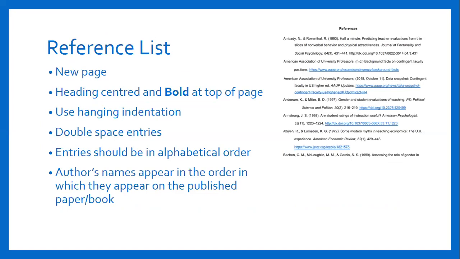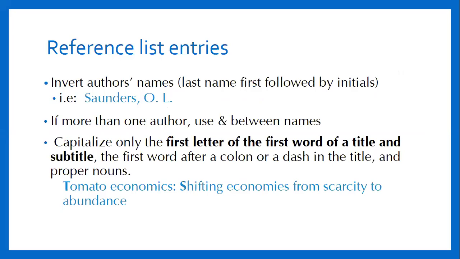Sometimes people get confused about this alphabetical order and go through each of the entries and alphabetize the names of the authors in the entry. No, authors' names appear in the order in which they appear on the published paper or book. You don't change that. But that is one little confusion that students have when you say entries should be in alphabetical order. Basic rules, you invert the author's names, last name followed by initials. If more than one author, you use an ampersand between the names.